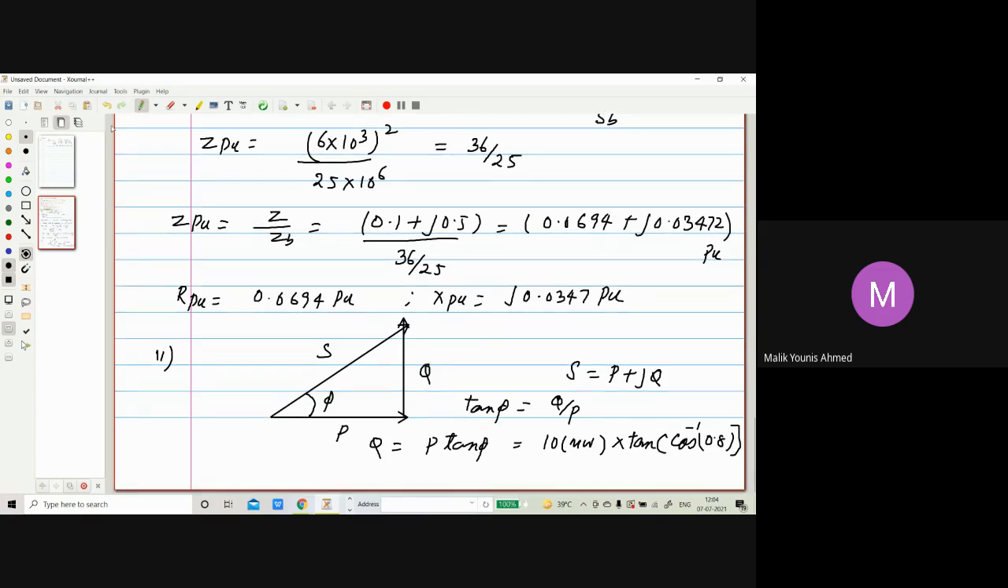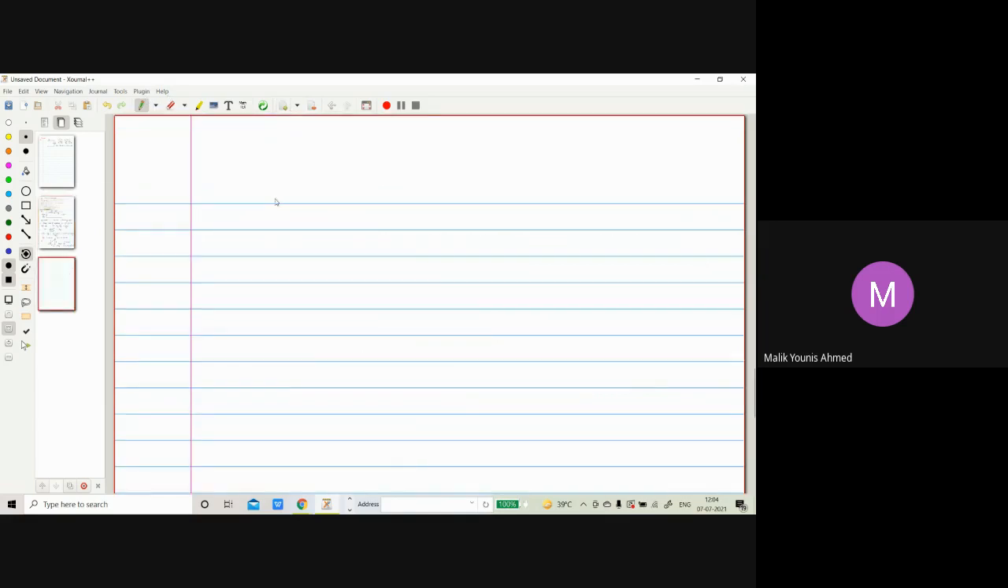Okay, so let me add a page. If you are able to get this, the value of Q will be somewhat 7.5 megavolt amperes reactive. This is the unit of the reactive power, megavolt ampere reactive. So this is Q. Now if we have to find the Q value in per unit.